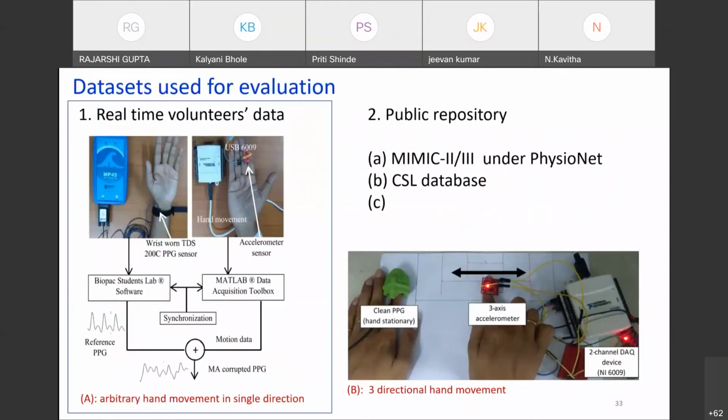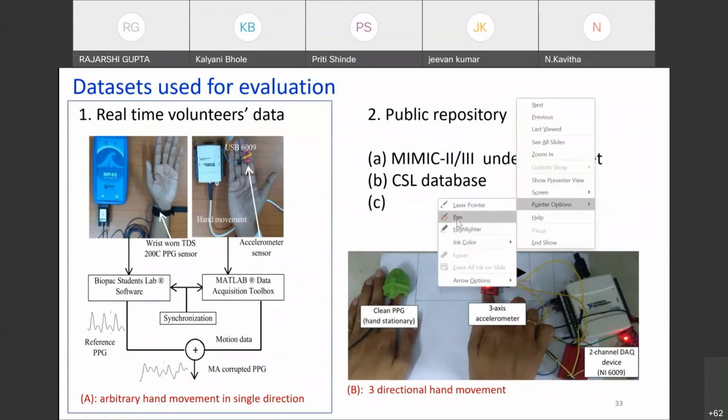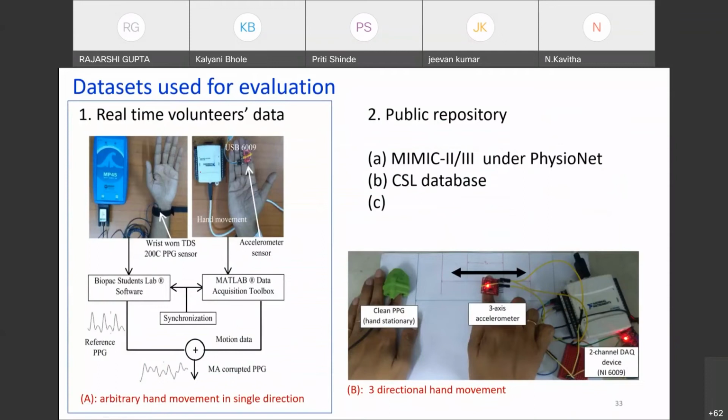The first one is that when we are talking about data, getting annotated data is very difficult. So what we have done is that in our laboratory, we have created one annotated dataset. In this, on the left side, you can see that we have collected some real-time volunteers' data.